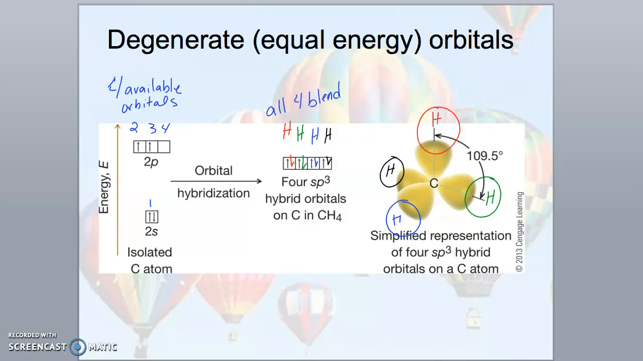This diagram shows how hybrid orbitals can be formed of equal energy. The shape of the hybrid orbital is such that it can place the bonding electrons at 109.5 degrees apart in a tetrahedral arrangement.